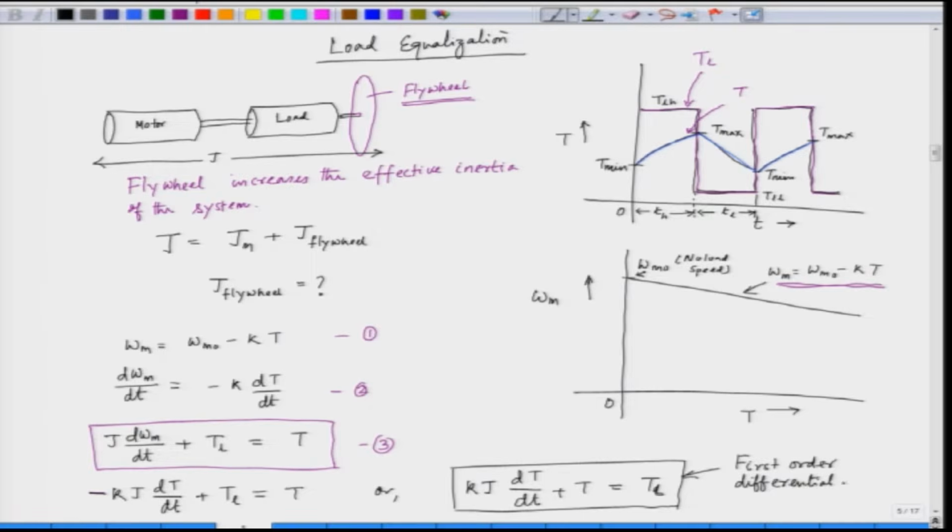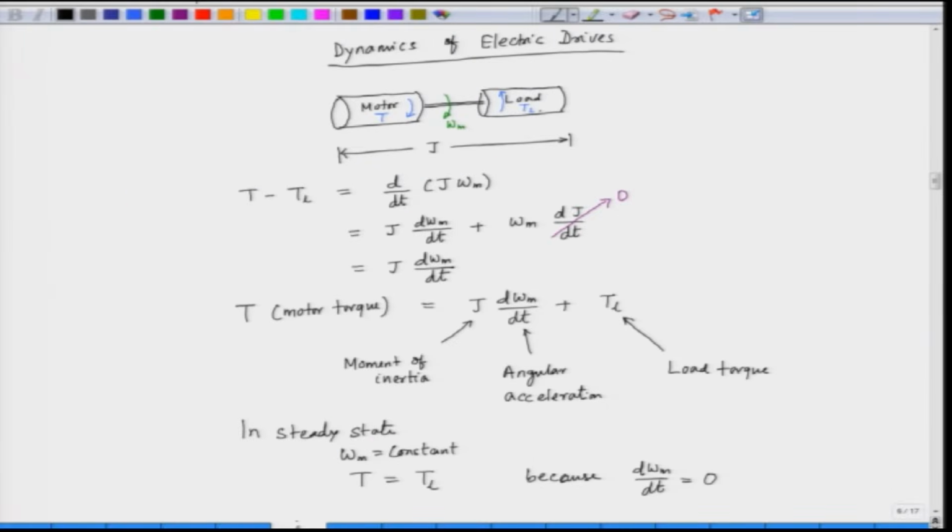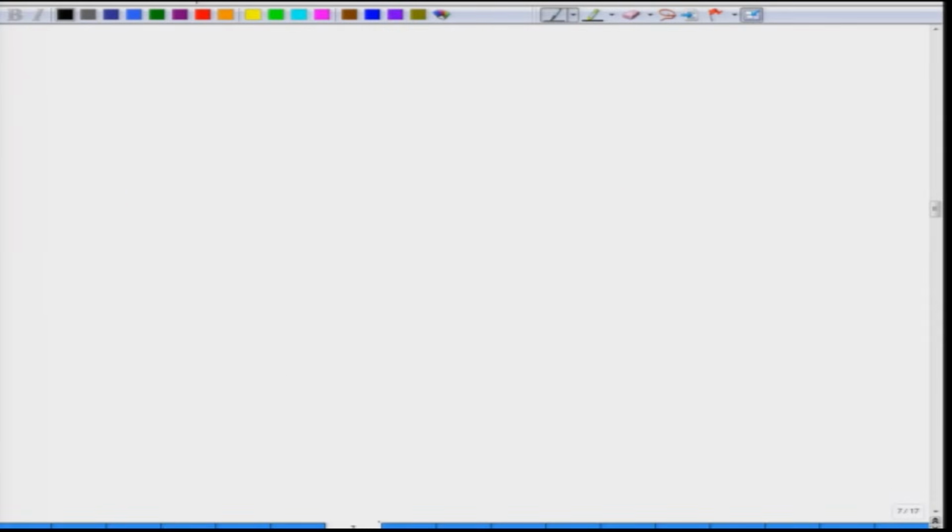And we need to solve this equation. Let us see how we solve it. So, we have this equation, which is k J dT by dt plus capital T is equal to T L. This equation has to be solved.